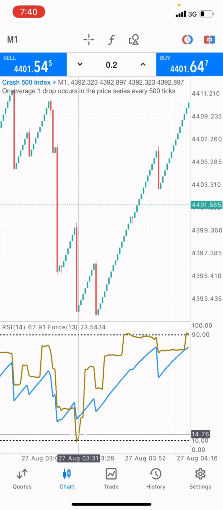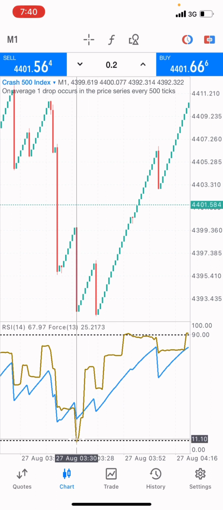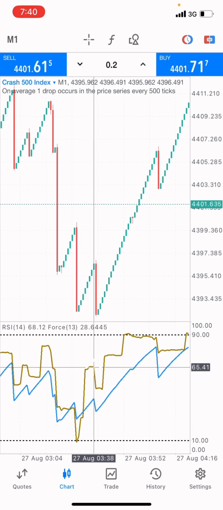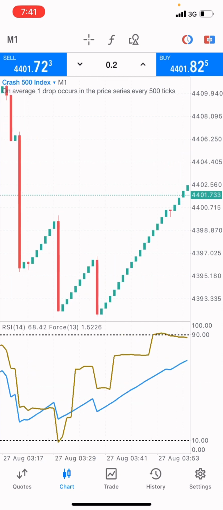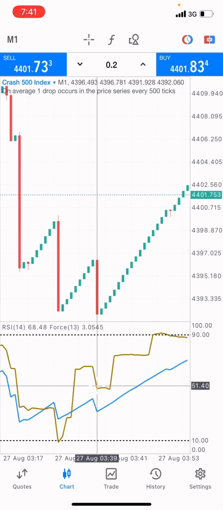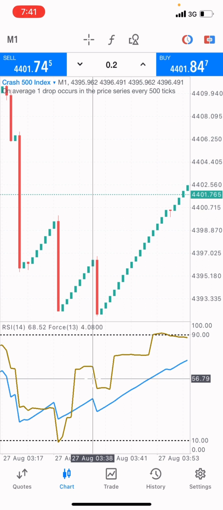Then you enter into the market. Now this is the entry point. Then at this point there was a curve. Take a look at this, guys. There was a curve at this point. Let me zoom. Okay, see, there was a curve at this point. So once you notice a curve, it's gonna spike.